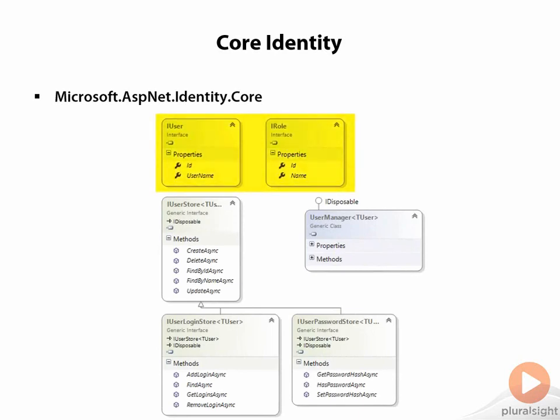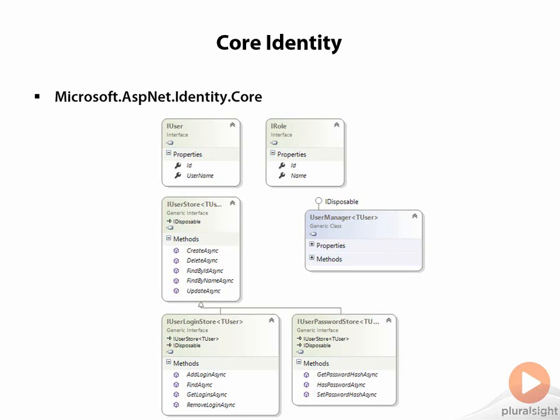You can see a user only really needs an ID and a username. A role just needs an ID and a name, and that means you can uniquely identify users and roles, and they each have a friendly name throughout the identity system. Then there are the core abstractions for persisting user information.